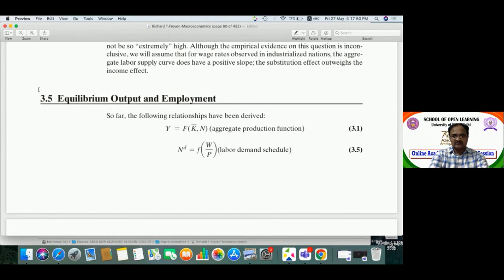Dear students, just note this down. So what is the classical theory equilibrium? The classical theory equilibrium is where labor demand and labor supply are equal at a particular point. That is the equilibrium of output and employment.